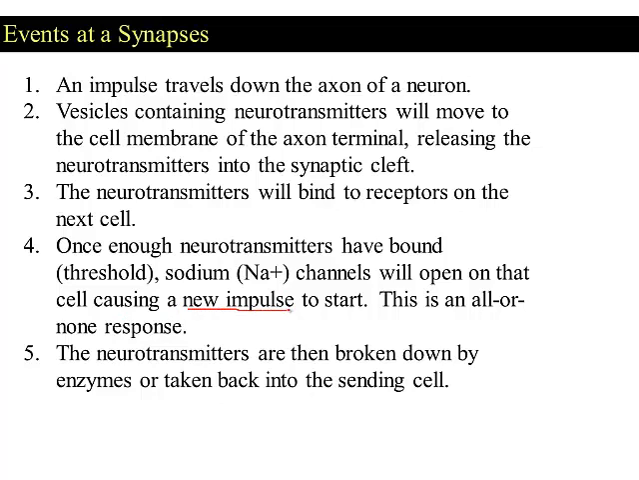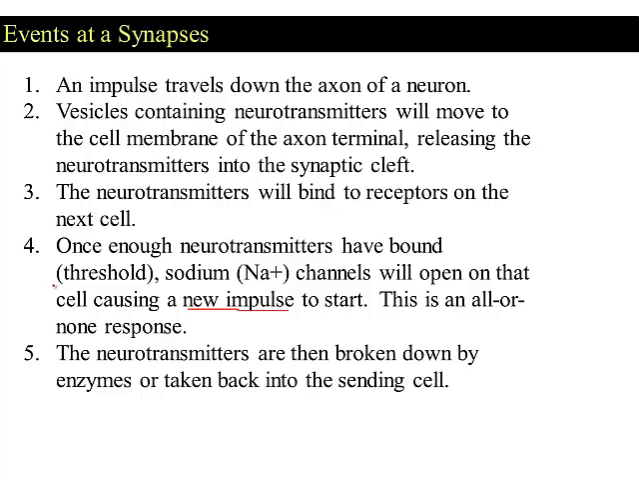This happens in an all or none response. Once enough channels open and the impulse starts, the entire cell is going to go through the impulse. It doesn't just go a little bit. It doesn't start and then stop. Once an impulse starts, it goes all of the way. And that happens once you reach the threshold of the neurotransmitters.